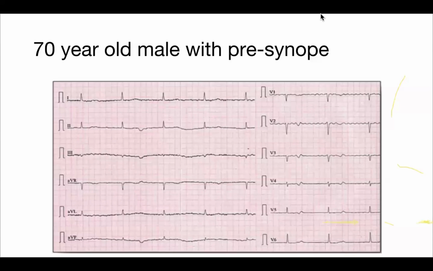Okay, this is again an OSCE ECG. Tell me, what is this? 70-year-old male presenting with pre-syncope. Bradycardia. Yeah, good, you have identified that there's bradycardia. But bradycardia is not a diagnosis. It's just describing the rate. What is the diagnosis?